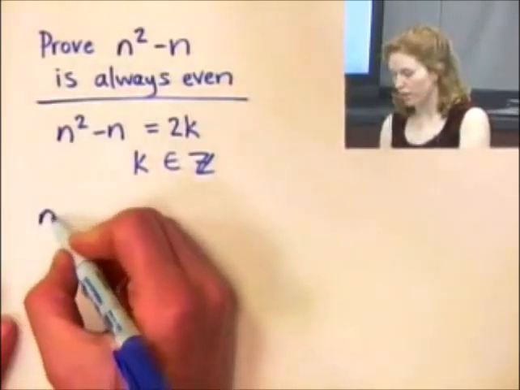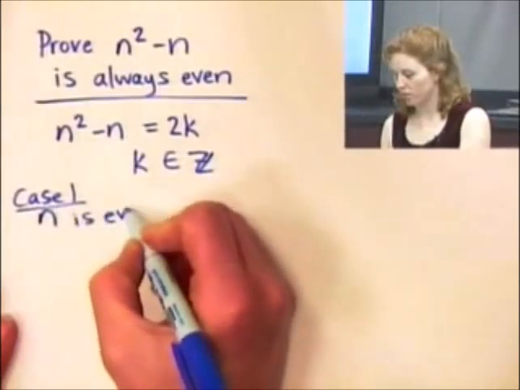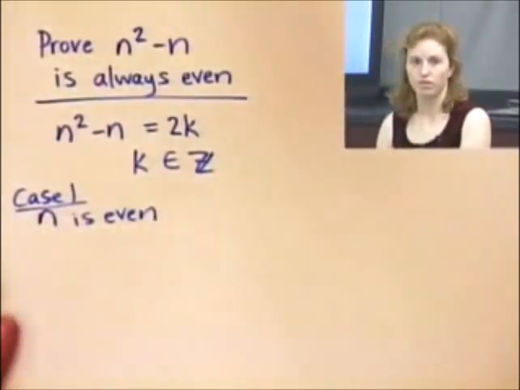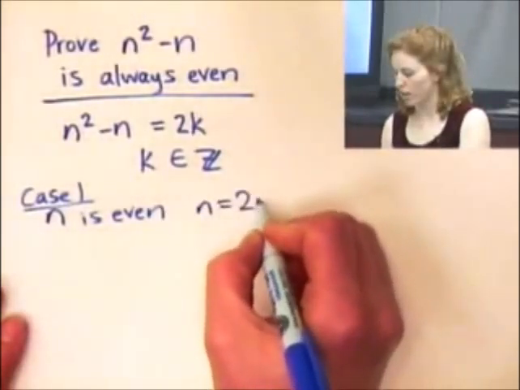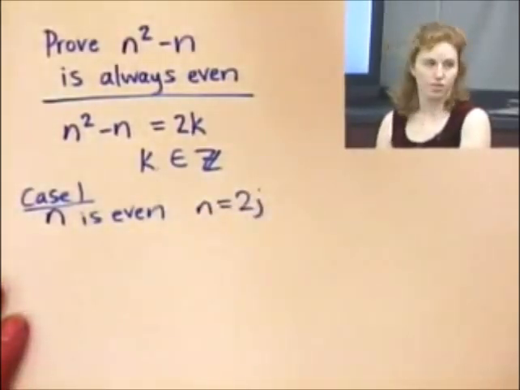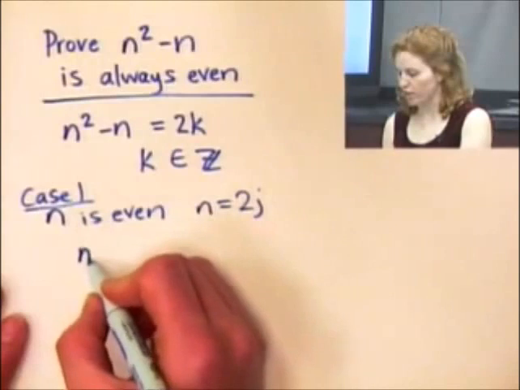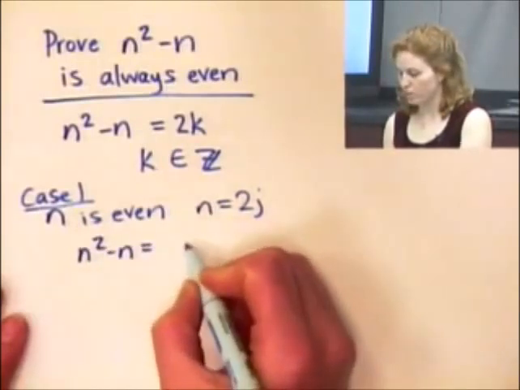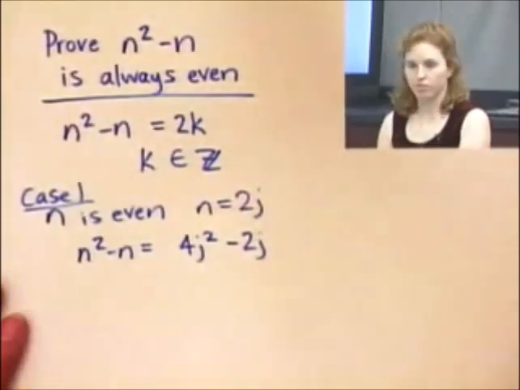So let's consider the case 1. Case 1, n is even. And we know there's only 2 cases. It's either even or odd. So if n is even, let's say that's equal to 2j. Because that's the definition of even, is that it's a product of 2 and another integer. So if n is equal to 2j, then n squared minus n is equal to 4j squared minus 2j.